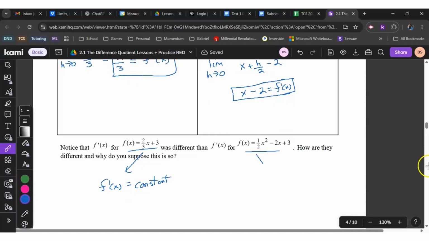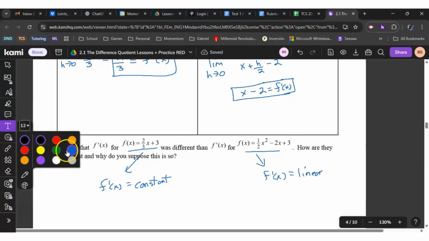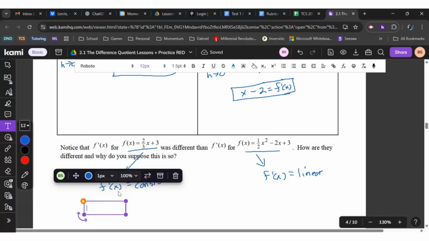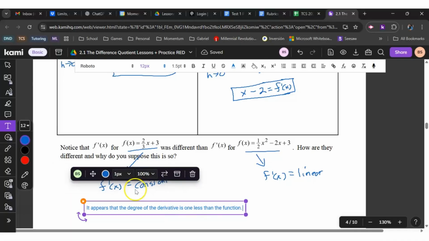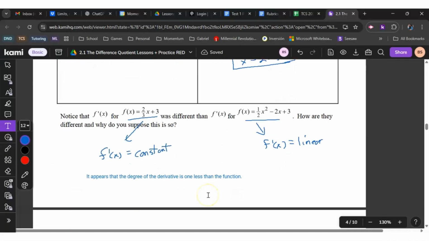Here, this was a quadratic, and what was your derivative? What kind of function? Linear function. So what does it seem like is happening? Yeah, we're taking away 1 degree. So it appears that the degree of the derivative is 1 less than the function. So if I had an original equation that was cubic, what do you think the derivative would be? Yeah, 2, right? Squared. If I had a constant, what do you think the derivative would be? 0.